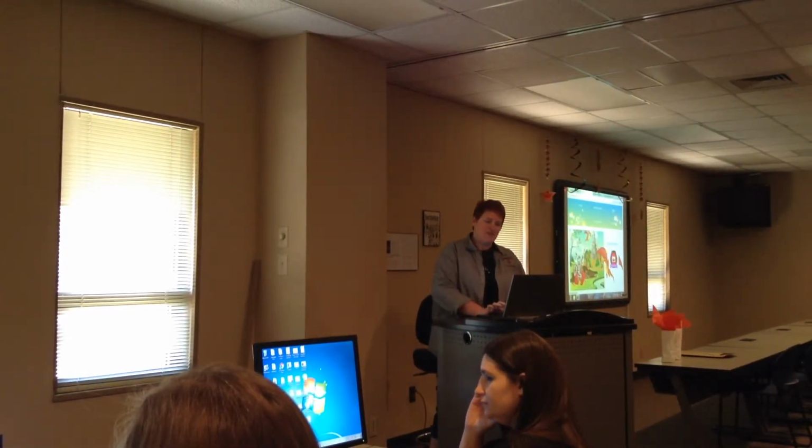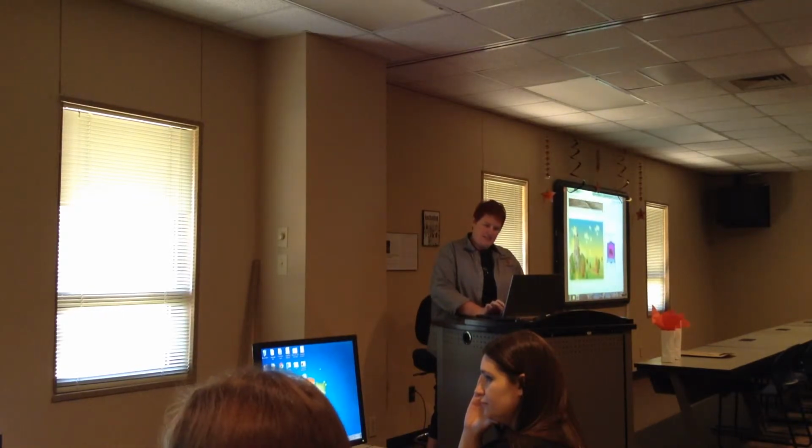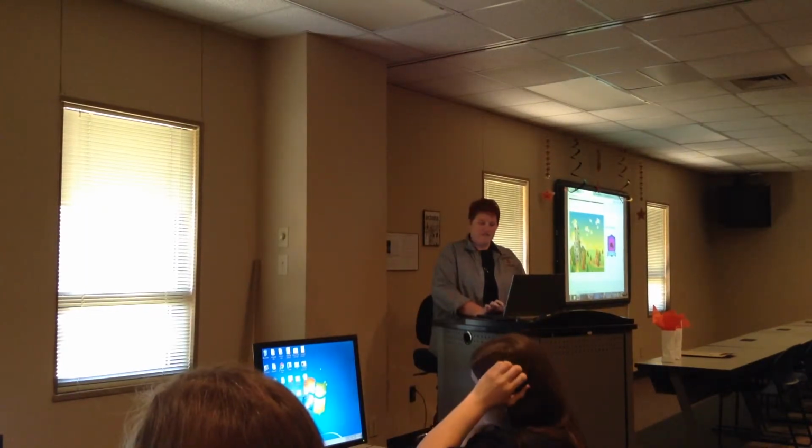The badges I created: a Lego badge, because y'all are fixing to see what my kids did with stop motion. I created a claymation badge and a comic book badge. My kids had to make comics as well.